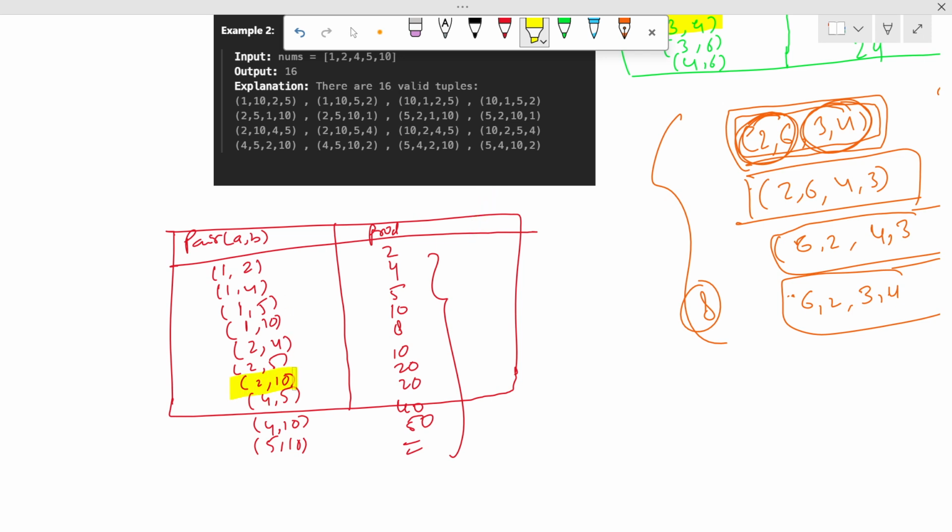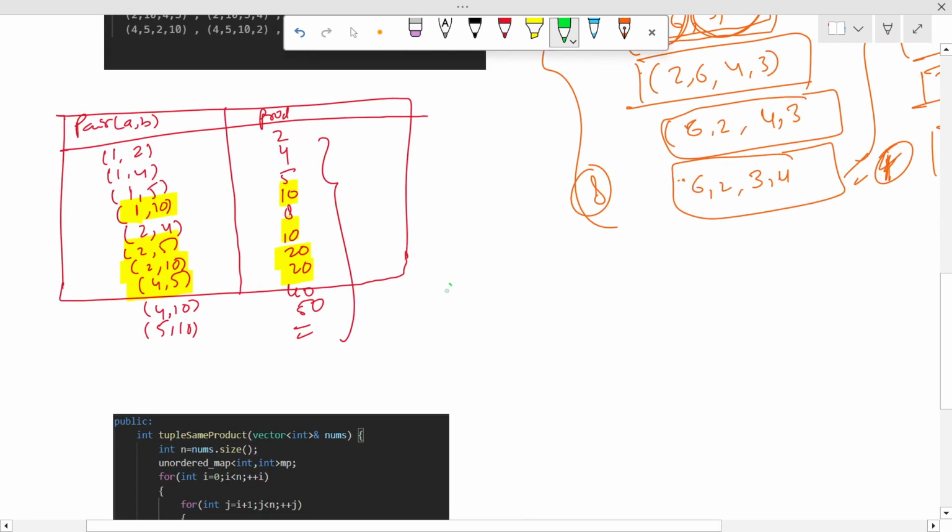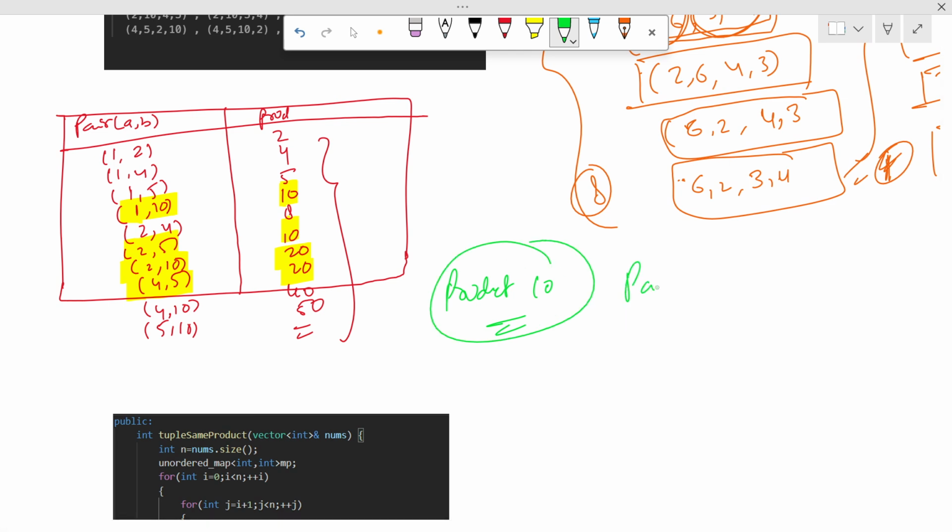After the products, the same values are this 20 and this 20. These are the same valid multiples after multiplying, and here 10 and 10 are also the same. So now I am calculating with the product 10, which appears twice, meaning the pair of 1 comma 10 and 2 comma 5, and the pair of 2 comma 10 and 4 comma 5.